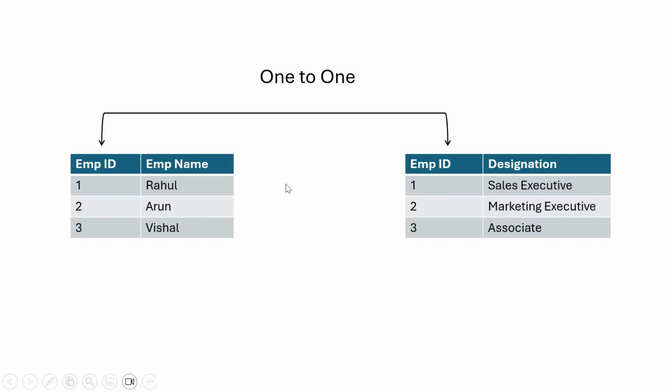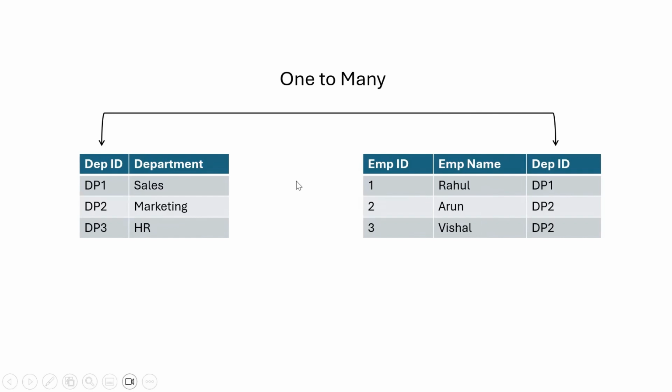Whereas if you look at this example, we have a department ID and department name table, and we have an employee ID, employee name, and the department they belong to. Now, multiple employees can belong to one department. So the department ID in the second table can have multiple rows. So here, the relationship would be one to many, which means one row from the first table relates to multiple rows in the second table.